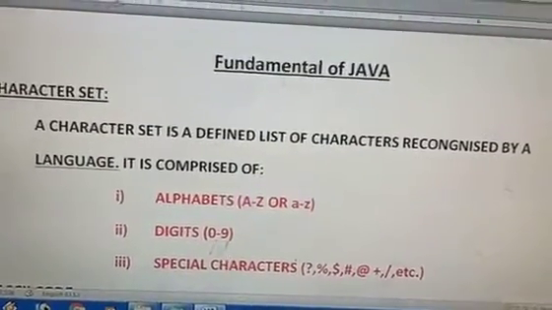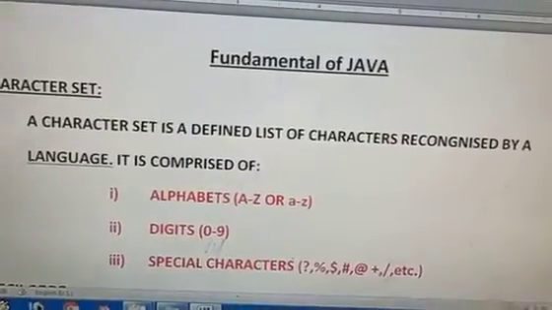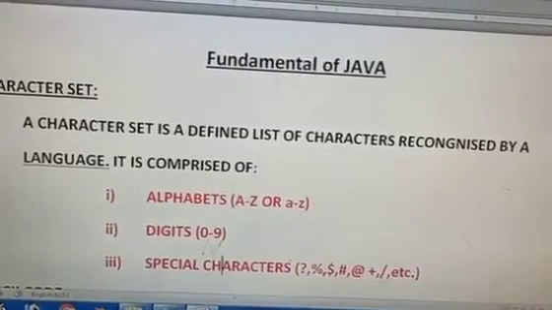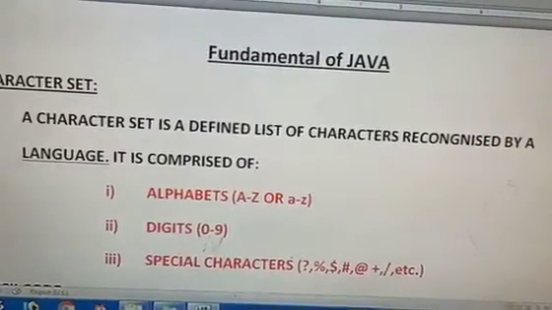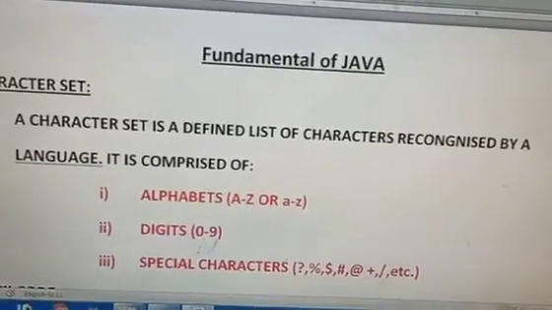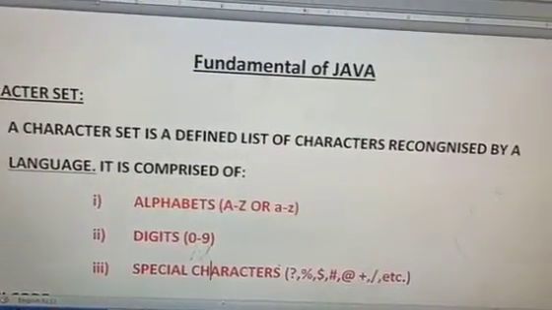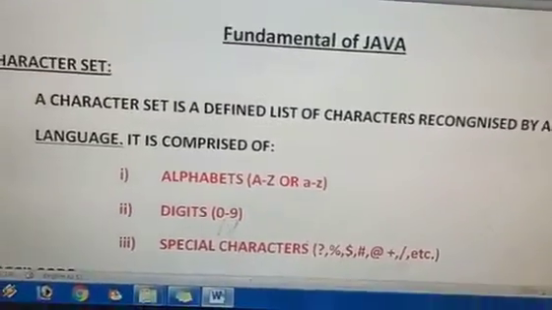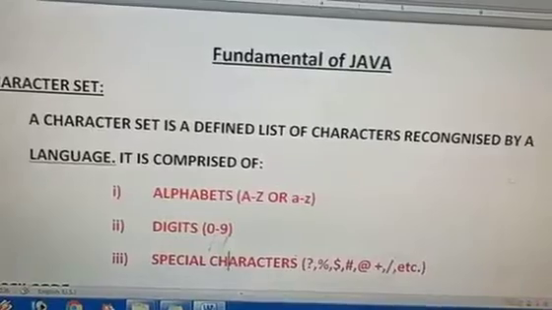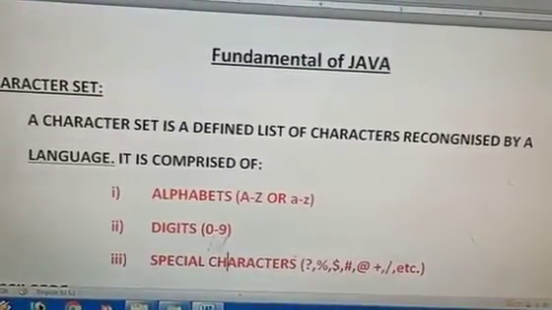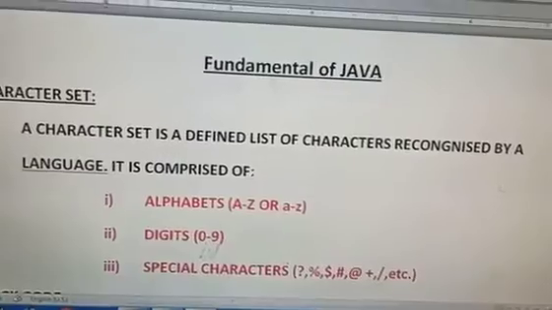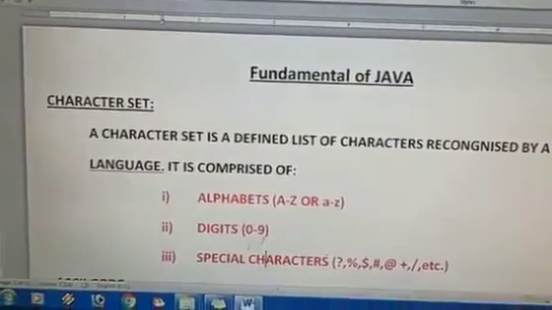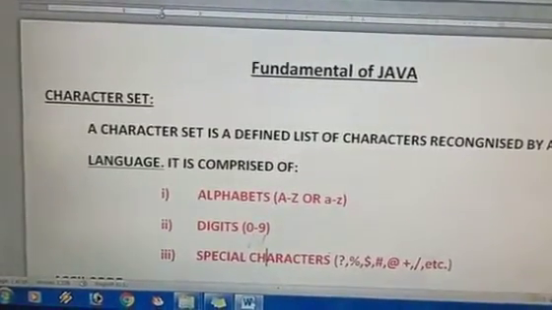It is comprised of alphabets, the capital alphabets A to Z and the small alphabets a to z. Then the digits, that is 0 to 9, and the special symbols like question mark, percent, dollar, hash, at the rate, plus, minus. There are so many special symbols present. Without alphabets, without digits, without symbols, we cannot imagine writing a program in any language. So the basic requirement for any language is the character set, right?